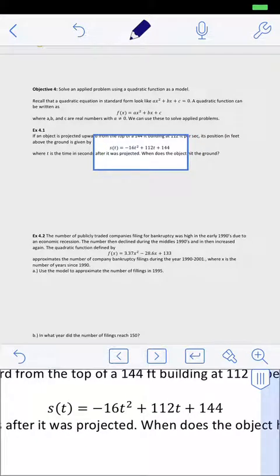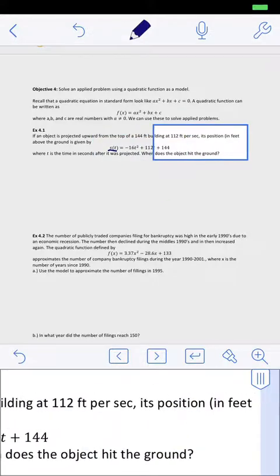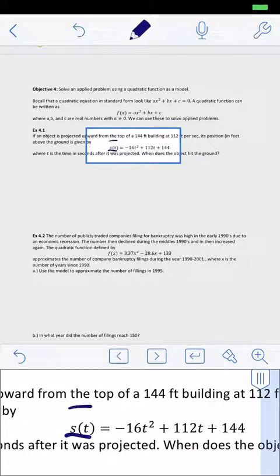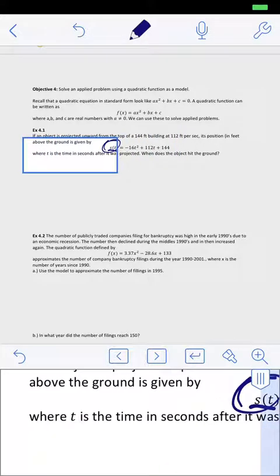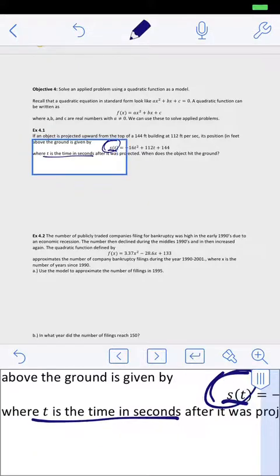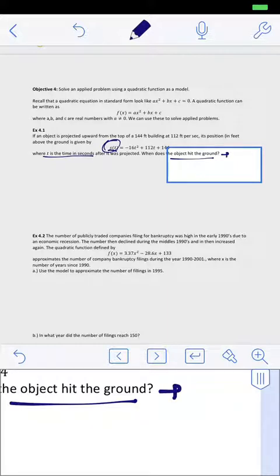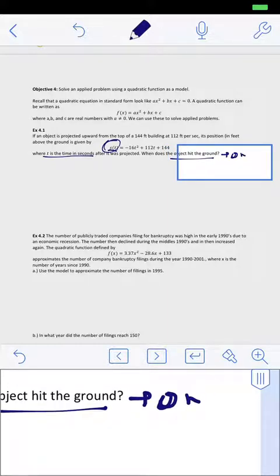Okay, so we've done stuff like this before, right? Here is s of t, that's what they're telling us its position, when the position is defined by this, where t is the time in seconds. So that's important to remember what these variables mean. As a model, they mean things in real life. When does the object hit the ground? The ground would be at 0 height, right? So 0 feet.